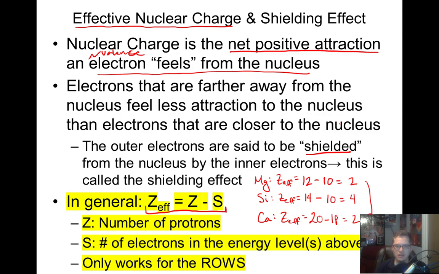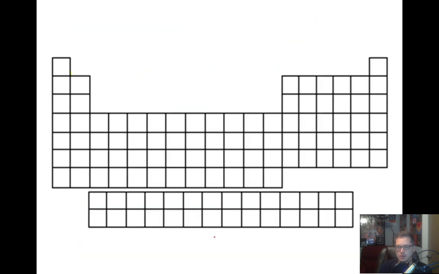Because as you go down farther, you're adding on rows. So number one, you're getting farther away from the nucleus, and you're adding on more shielding electrons. So as you go down, your effective nuclear charge actually drops. Okay, so this formula only works for the rows. It doesn't work for columns. So if you're calculating Z effective, it only works for your rows. Okay, so let's jump to this periodic table here.